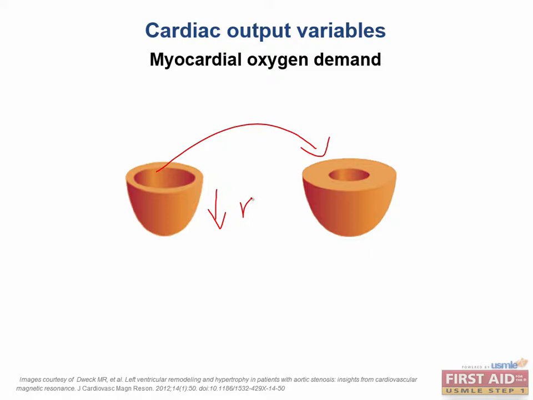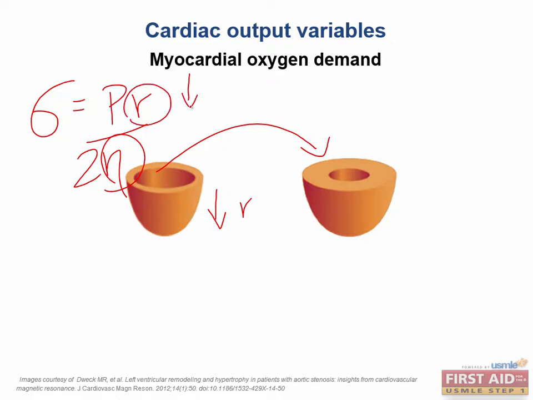Now, if you look at the equation, remember, wall tension equals the pressure times the radius divided by 2 times the wall thickness. So we've increased the denominator by increasing the thickness of our myocardium, and we've also decreased the radius. And overall, we're going to increase the denominator, decrease the numerator. This leads to a severe decrease in the wall tension.